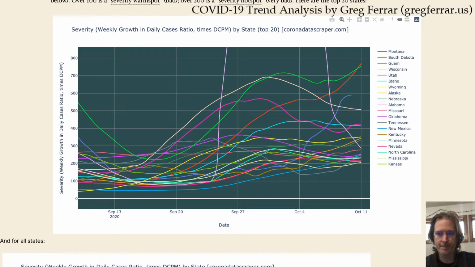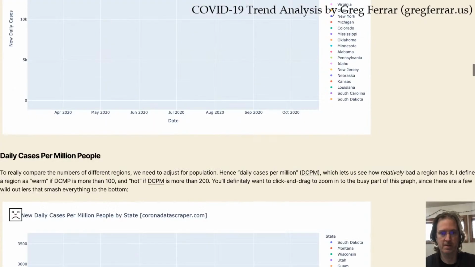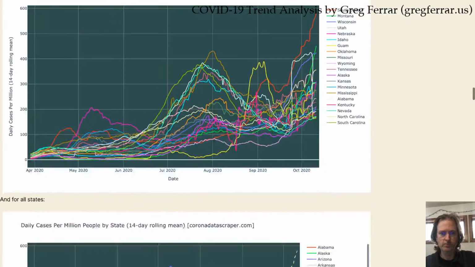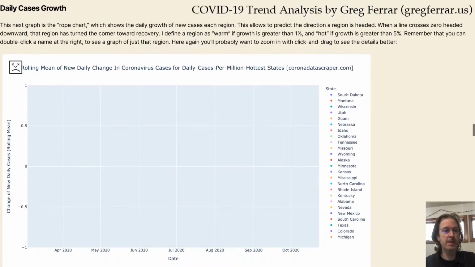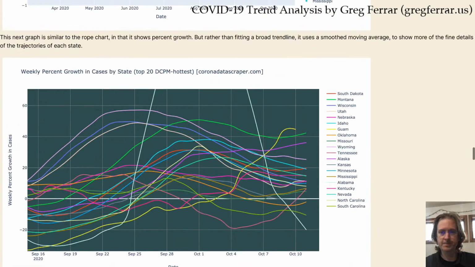But bottom line of this graph is every one of the top 20 is severe, and north central is the problem location. West coast not, east coast not, north central. Let's look at the growth rates.